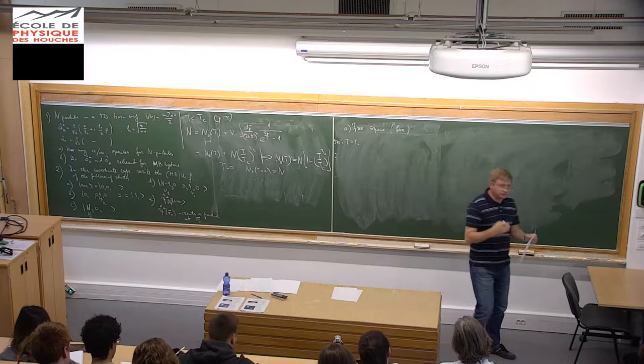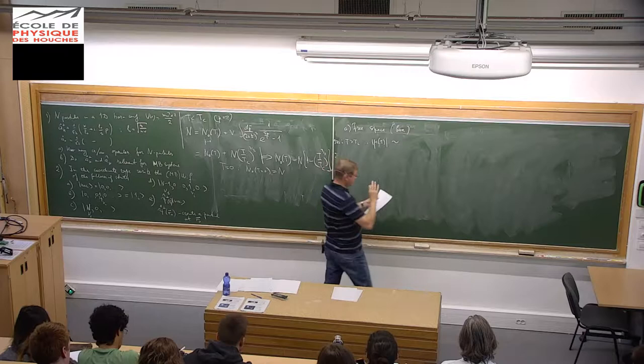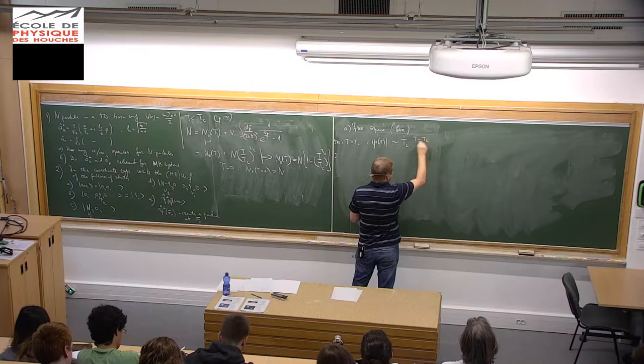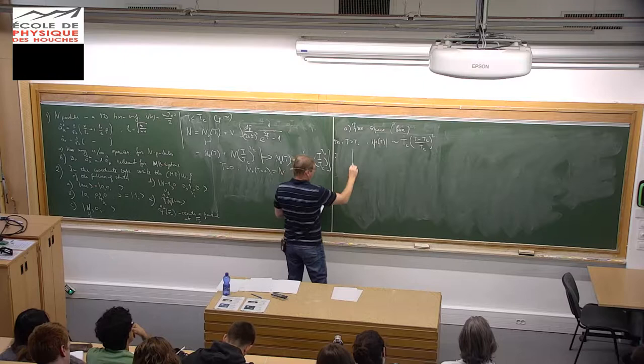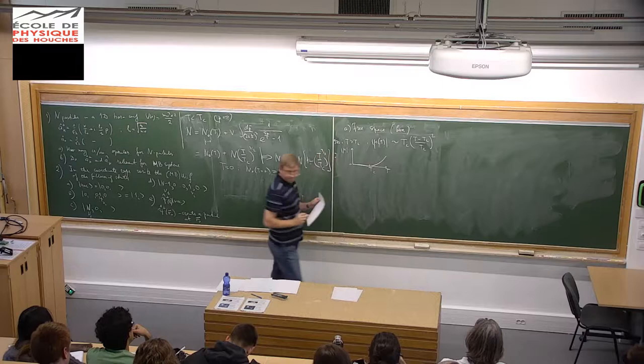You can do calculations. In this case, modulus mu as a function of T behaves like some numerical coefficient, which you can calculate, times TC, but then (T minus TC over TC) squared. So mu quadratically approaches zero. If I plot modulus mu as a function of T, this is TC, here I have zero, and then it quadratically starts deviating. That's how it goes.